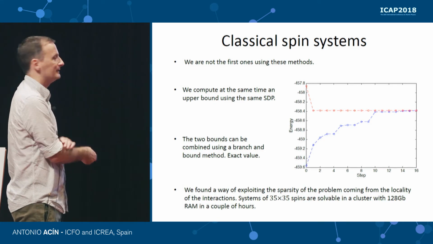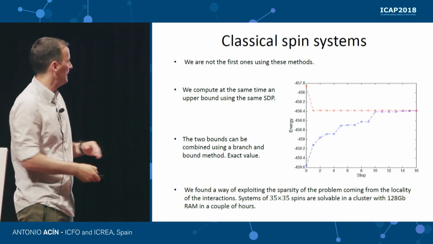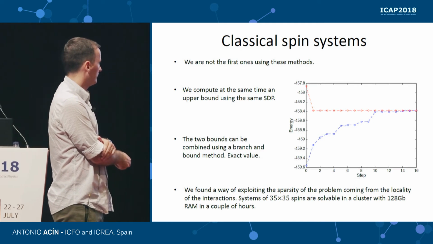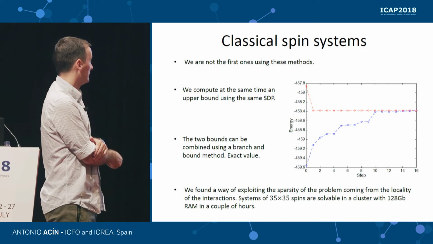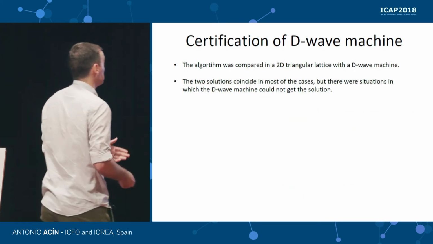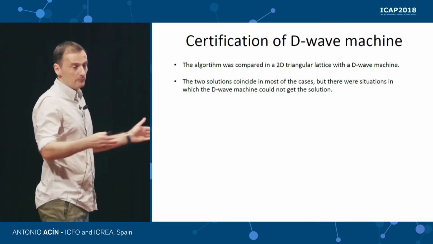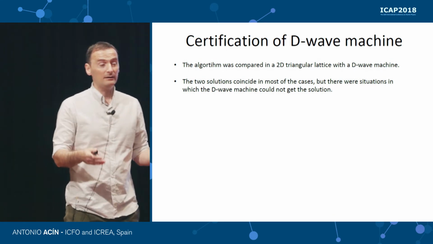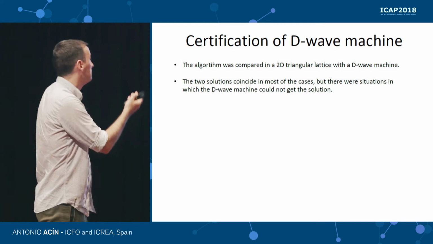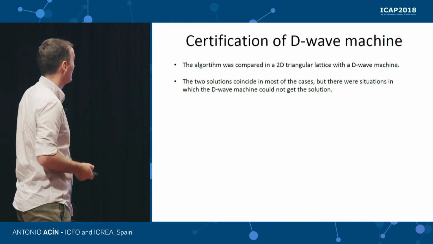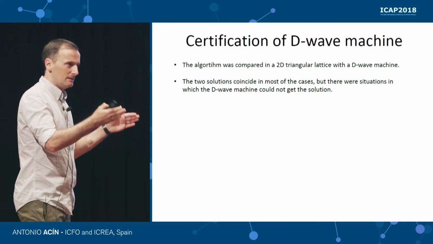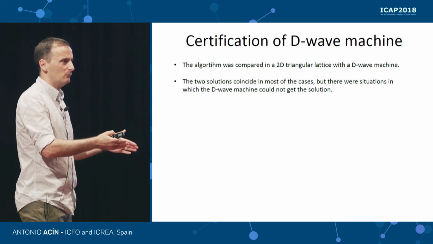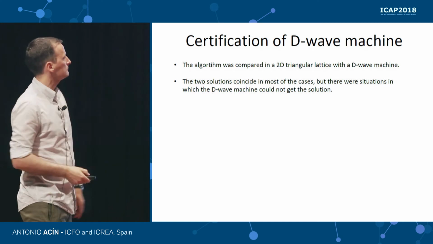Okay, I don't think we are the best in terms of scaling, but we can solve systems of large size, say 1,000 particles, in 2 hours. So what we did then, we took this algorithm and we were running it on a D-Wave machine. We could have tested many systems. We took a triangular lattice. So we were running some spin models on D-Wave, and we were running our method.